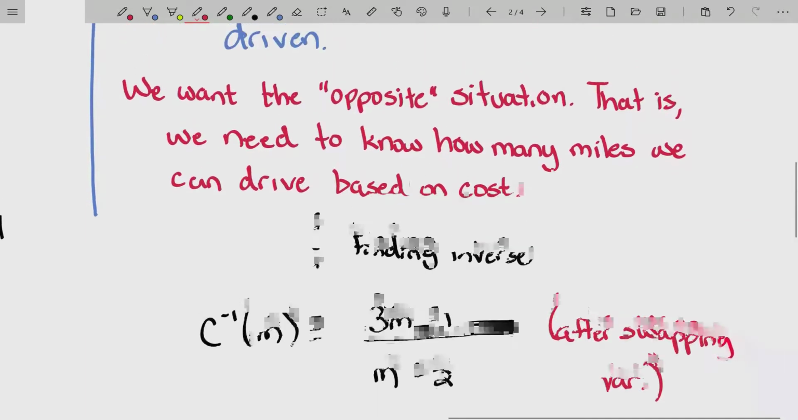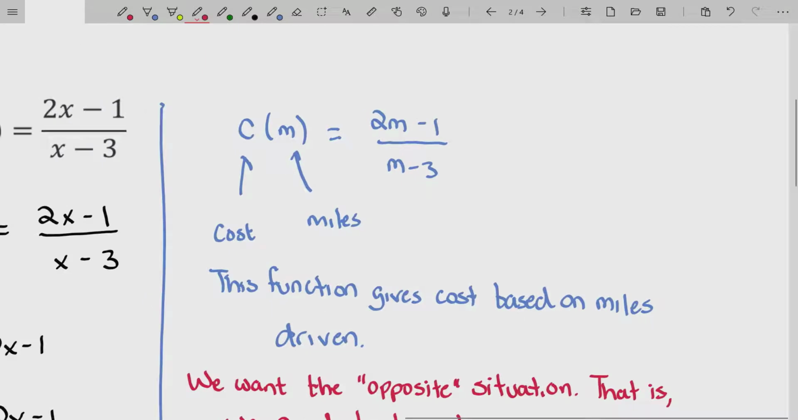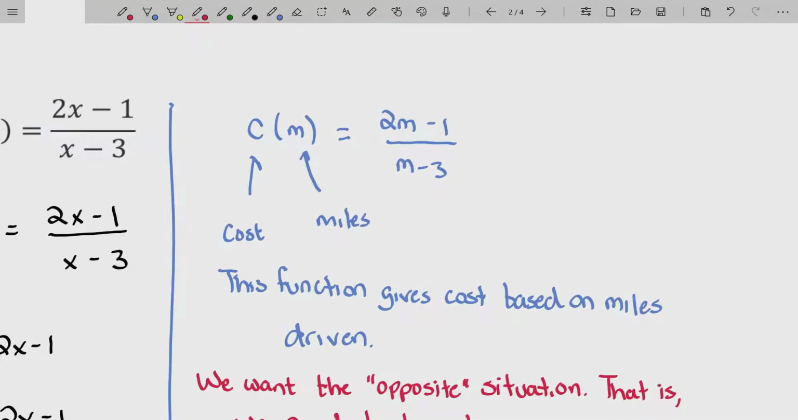Because remember, the original function, I'll start there, gives a cost based on the number of miles driven. If you drive, let's say, 30 miles, your cost is going to be 30 times 2, or 60, minus 1, which is 59, divided by 30 minus 3, which is 27, whatever that is, right? So that is nearly $2, let's say. It's not realistic, I didn't say it was realistic, I just made this up. Okay, but that's what the cost would be, that much in dollars.